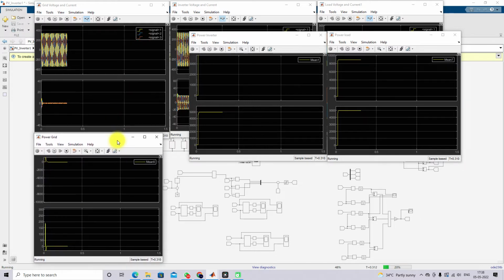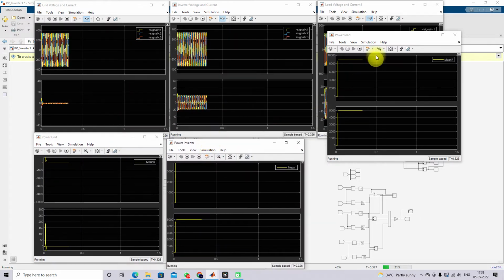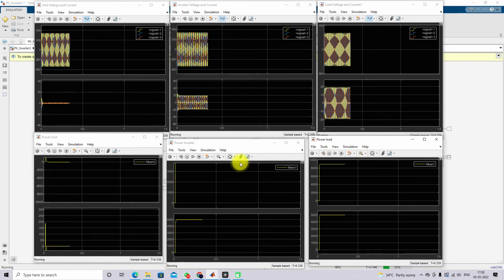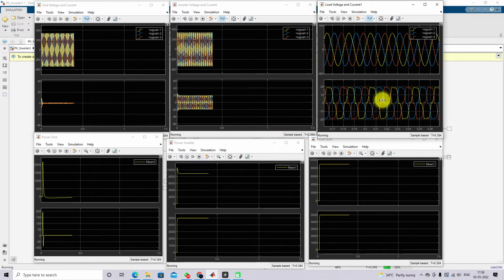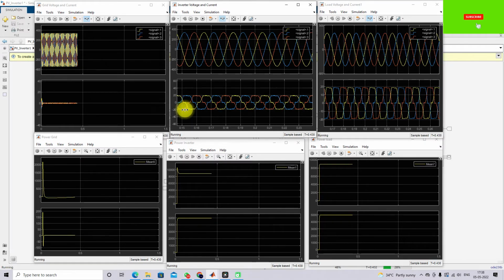Okay, so here I'm going to show the details of power in the different areas. Now you can see this is the grid current. The grid current is non-sinusoidal. And now this is the inverter voltage and current. You can see the current nature is the same as that of the load. That means we are not taking any power, real or reactive power, from the grid.